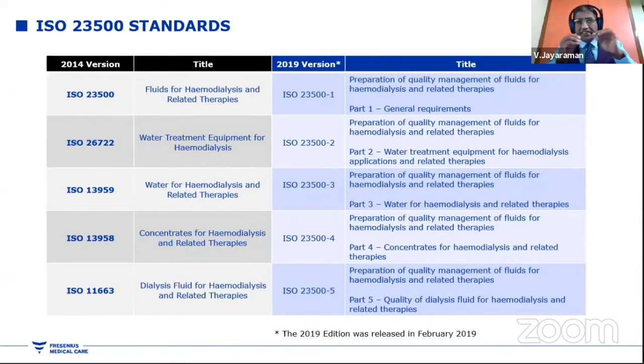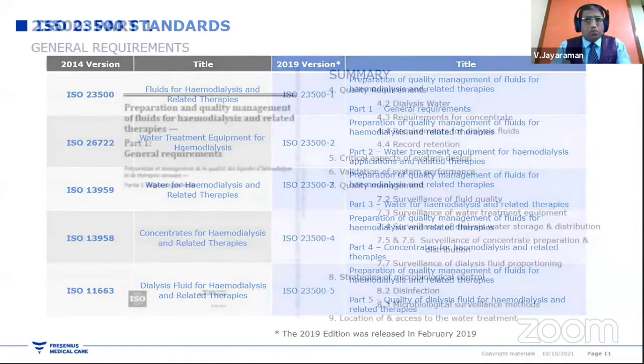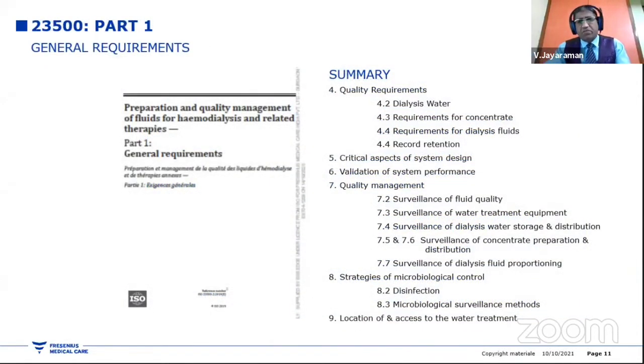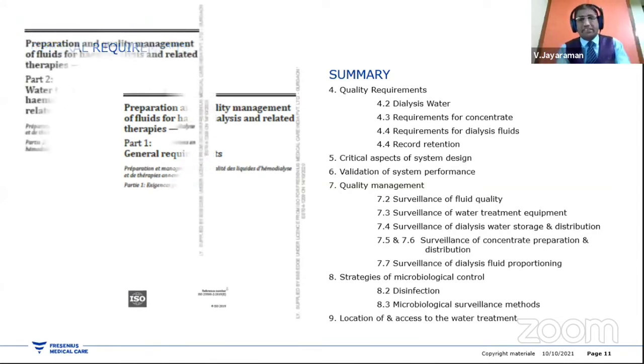Part 1 talks about the general requirements. Part 2, Part 3, Part 4, Part 5, I'll be talking about in the subsequent slide. Part 1 is about the general requirements. That means whatever the system, whatever the water that comes out, the dialysis fluid, overall the surveillance method, monitoring, this ISO document not only gives you the levels of the bacteria, the CFU and the endotoxin, but also gives you guidance on how to maintain or achieve them.